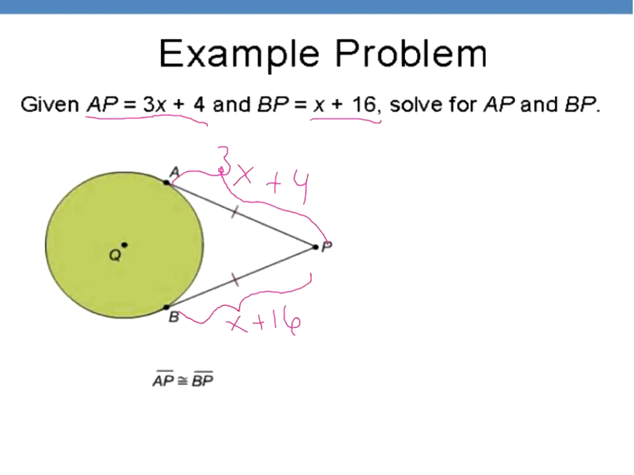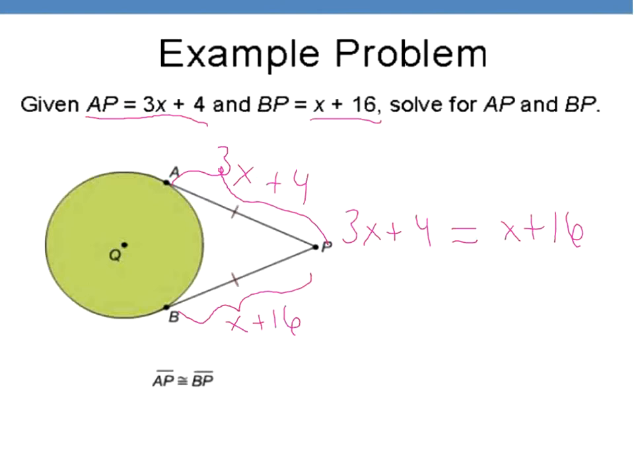They want me to solve for the distance from A to P and solve for the distance from B to P. I have lots of variables going on, but what do I know about those two? They are the same. What does the same mean in math? They are congruent, which means what symbol am I using for math? Equal. They are equal. So I'm going to put an equal sign in between those two. So my 3x plus 4 is going to be equal to my x plus 16. That's what congruent means, right?